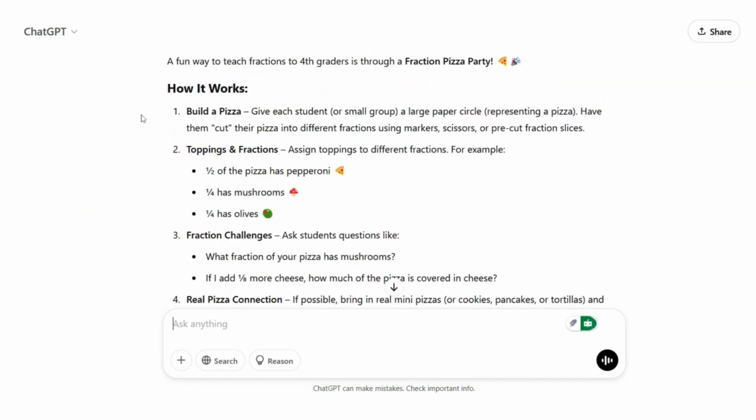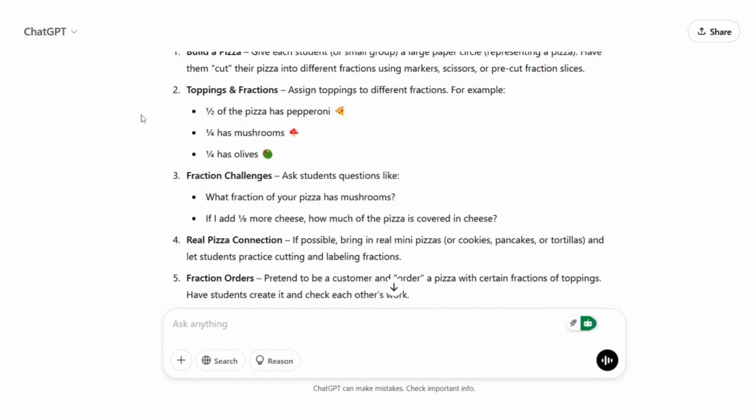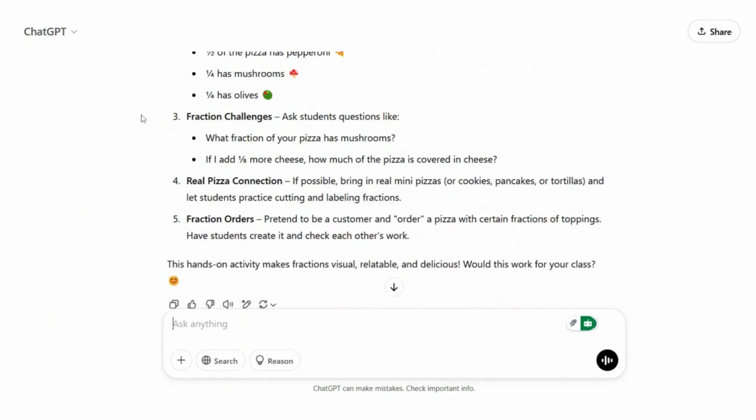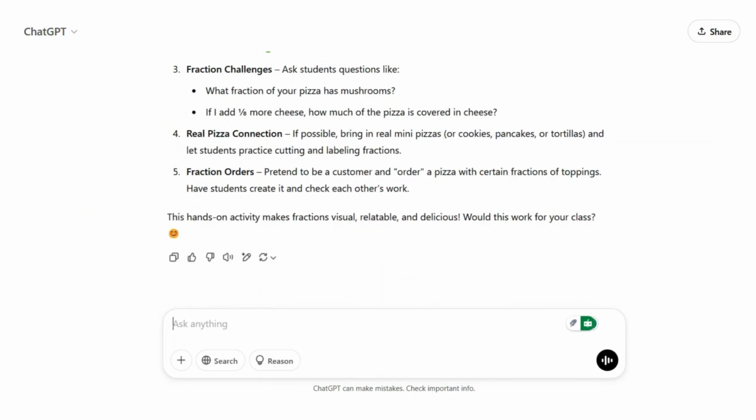Build a pizza, you have toppings and fractions. Fraction challenge asks students questions like, what fraction of your pizza has mushrooms? Real pizza connection. If possible, bring in real mini pizzas or cookies, pancakes, or tortillas and let students practice cutting and labeling fractions. This is a great idea. Fraction orders. Pretend to be a customer and order a pizza with certain fractions of toppings. Have students create it and check each other's work. This hands on activity makes fractions visual, relatable, and delicious. I like it. I like it.